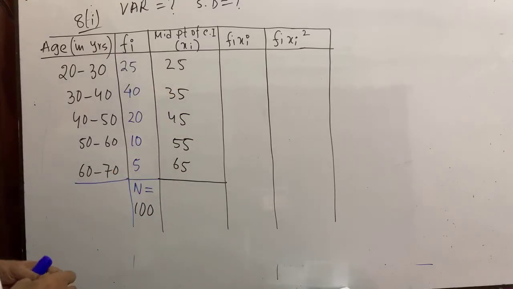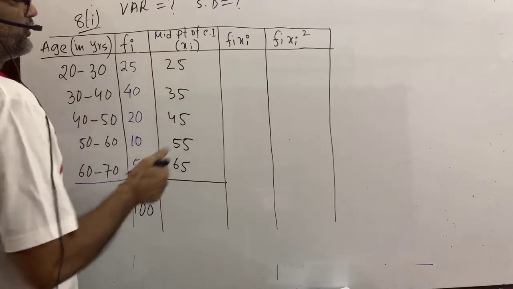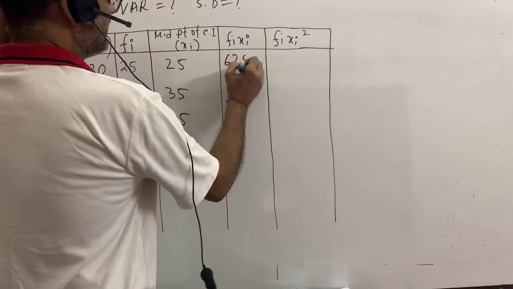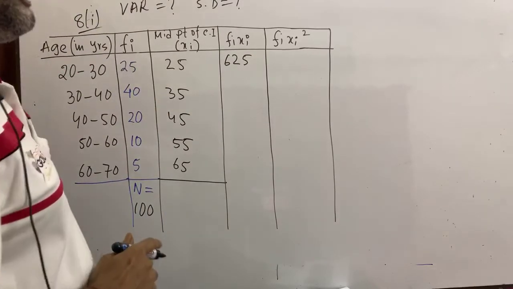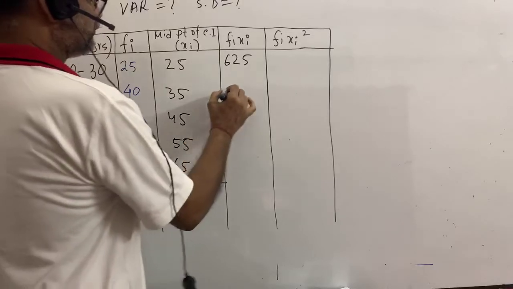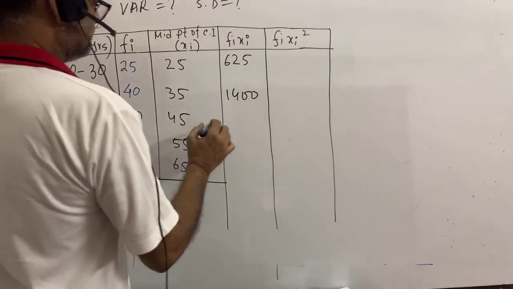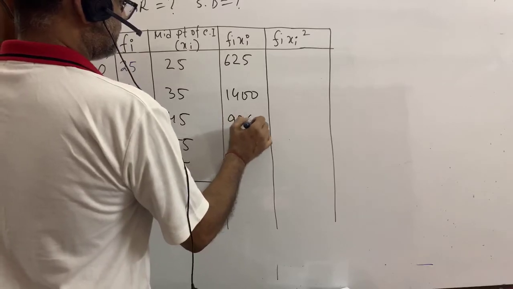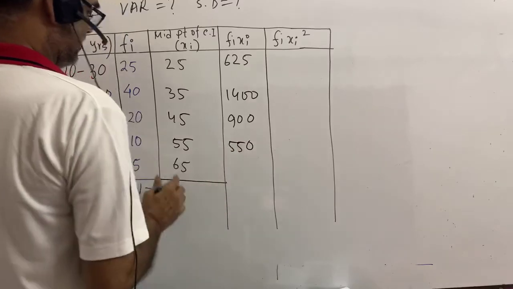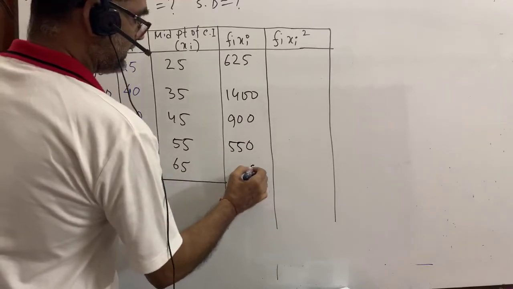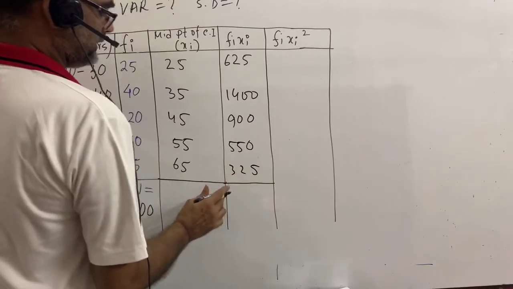Now fi xi, you multiply fi into xi. 25 into 25 equals to what? 625. Then 40 into 35, that is 1400. Then 20 into 45, 900. This is 550, and this is 320. Okay, now what will you do?